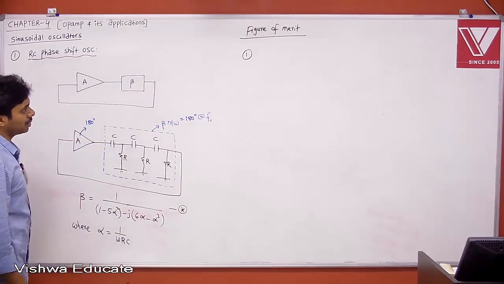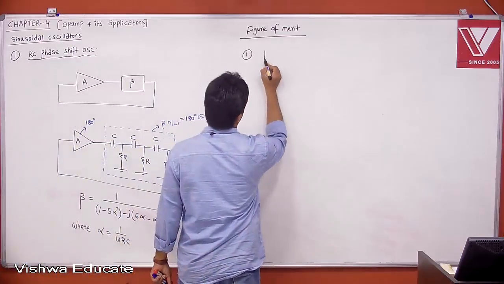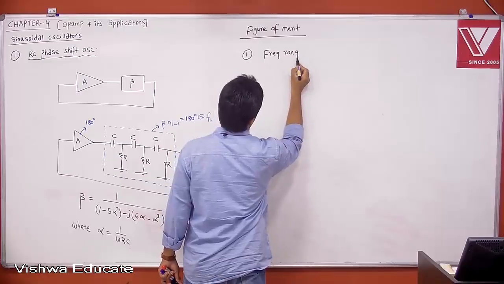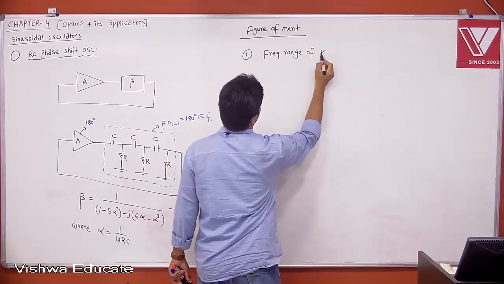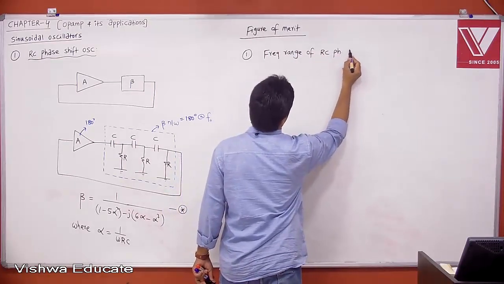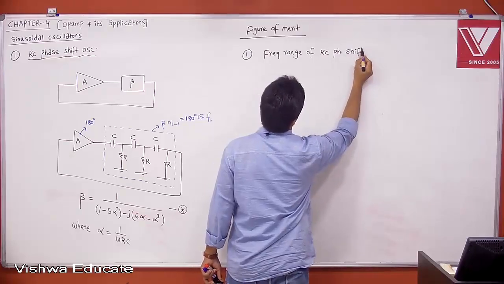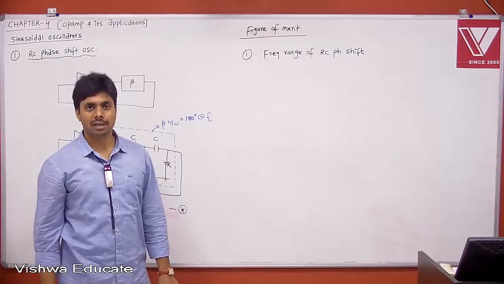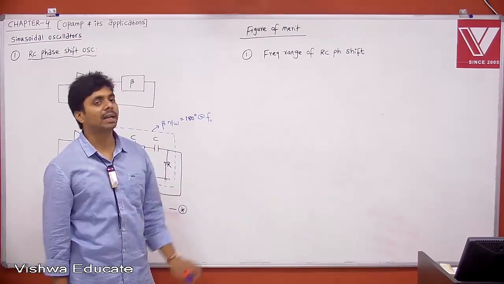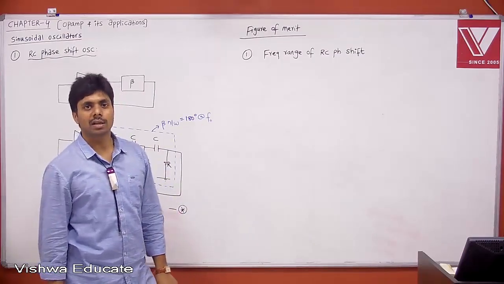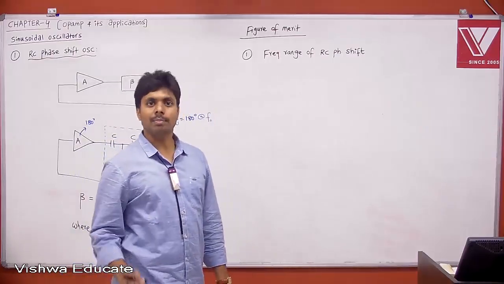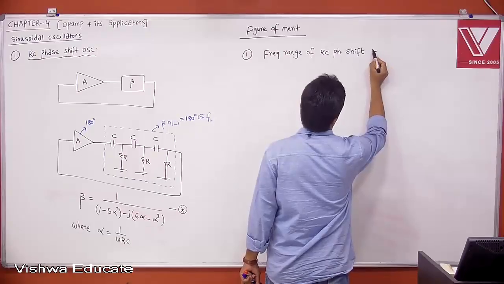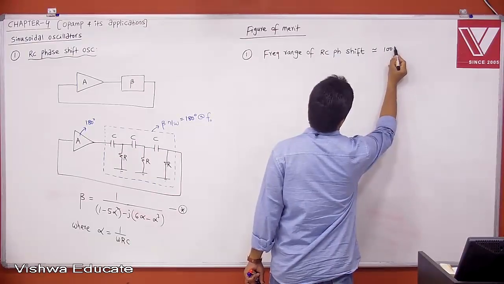Now, the frequency range of the RC phase shift oscillator. Remember, I am speaking with respect to older technology, like 1980s circuits, or 1980s or 1990s, you can say. With respect to that, I'm just comparing. Therefore, the frequency range of the RC phase shift oscillator is in the order of 100 kHz.